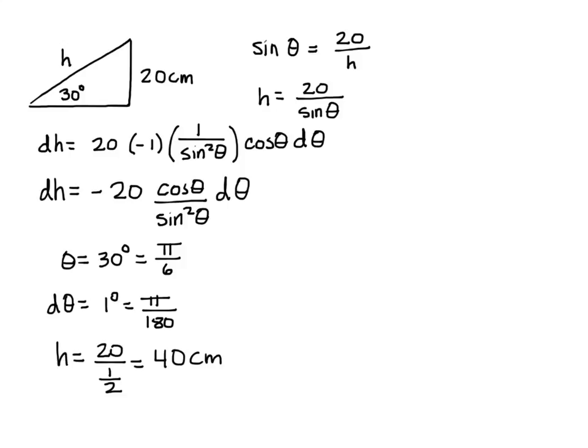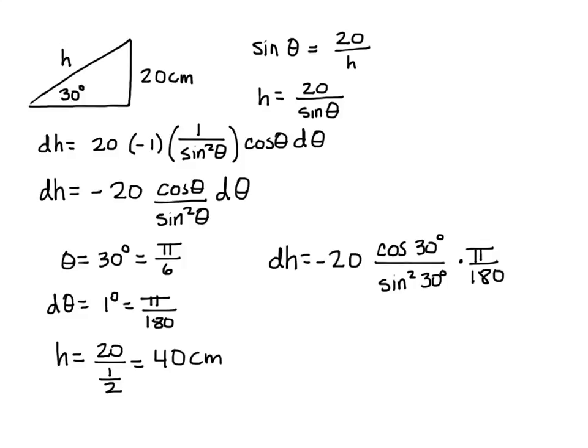And so when I plug it in, I get h over 1/2, which is 40 centimeters. That's the length of h, right? That's from this equation: 20 divided by the sine of 30 degrees, and the sine of 30 degrees is 1/2. So the hypotenuse is 40 centimeters. And then we calculate the differential element.